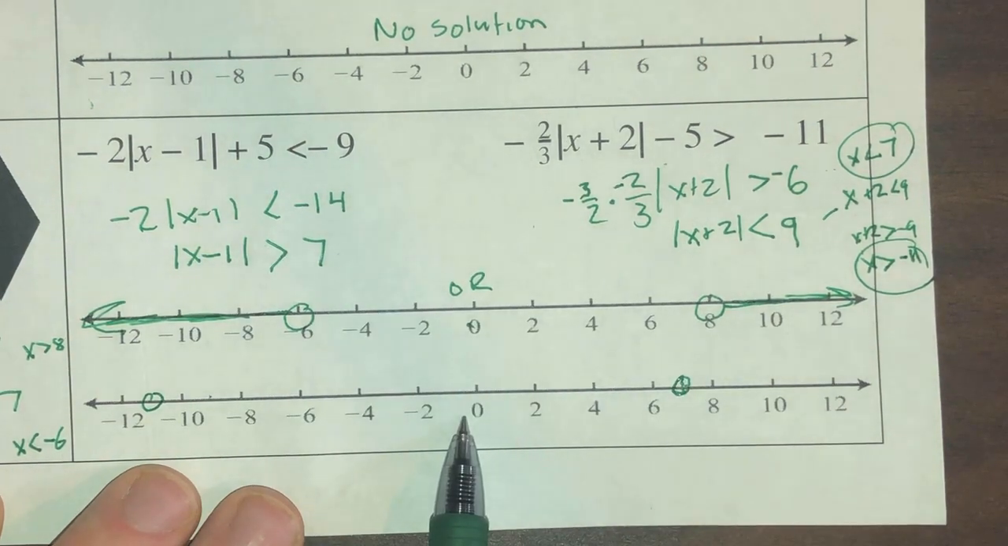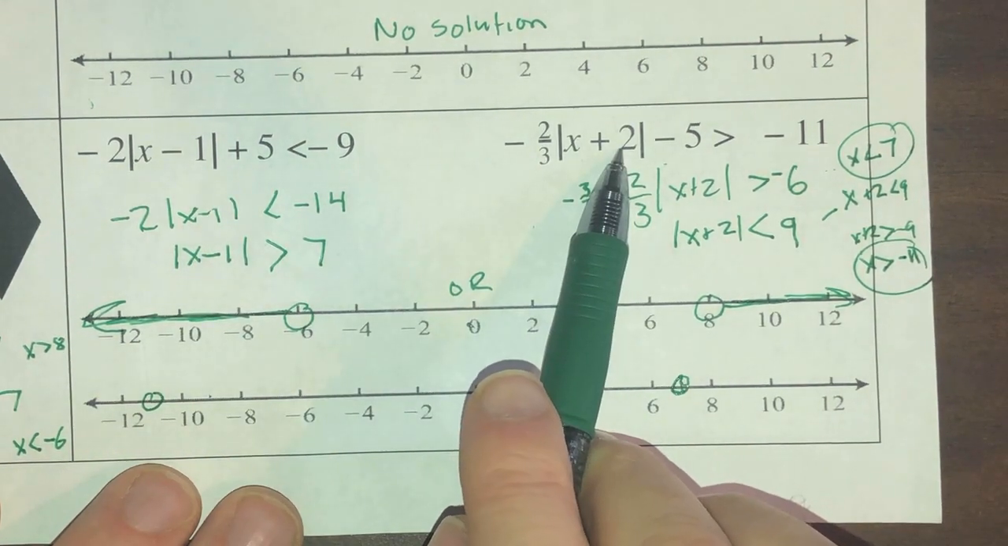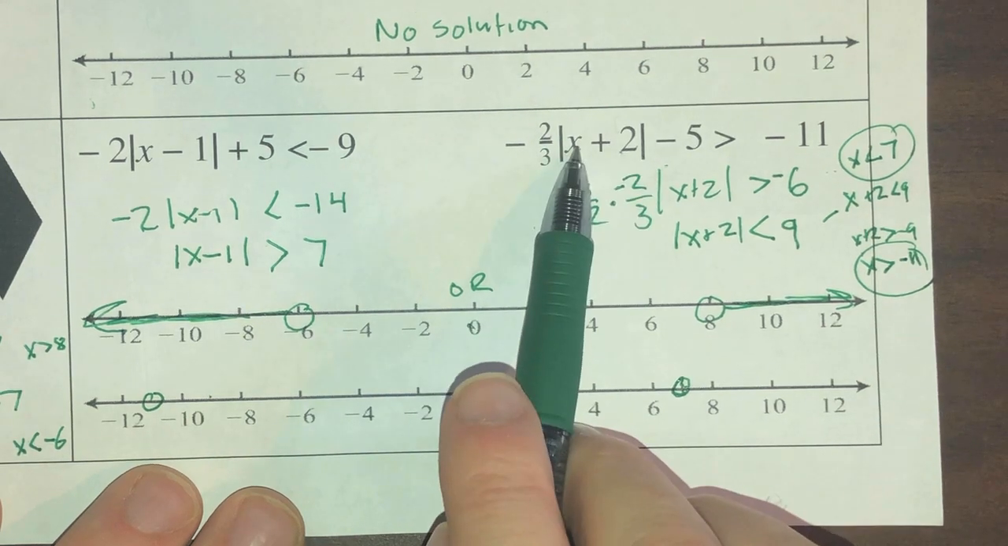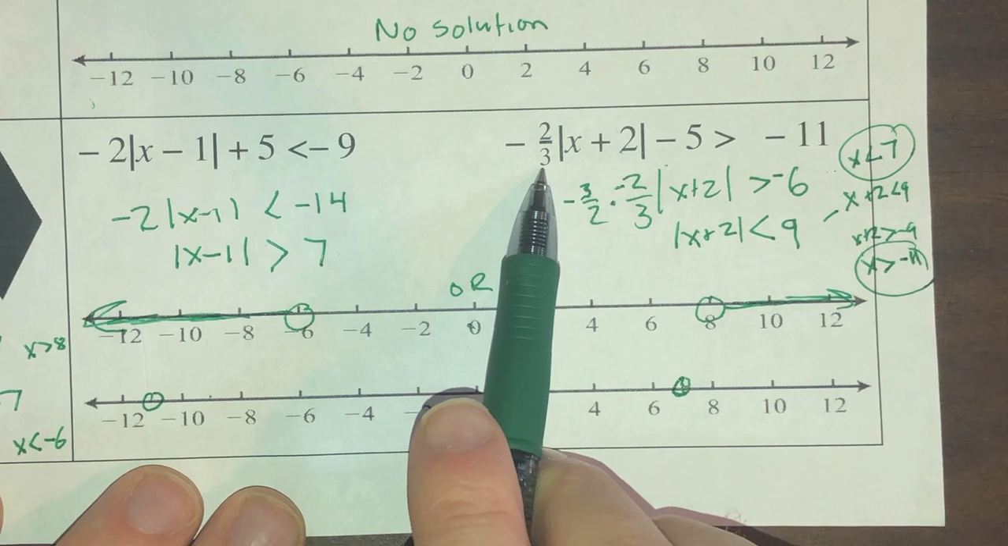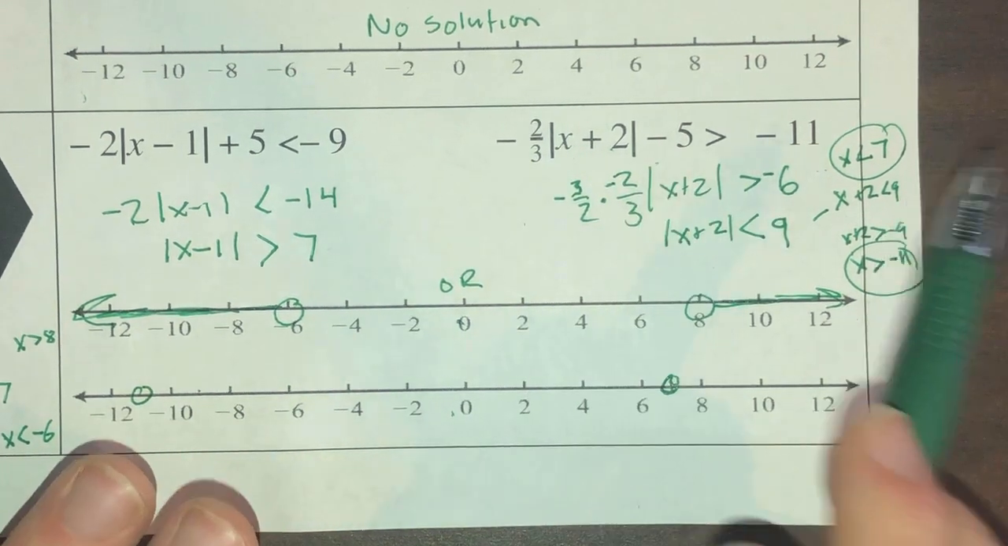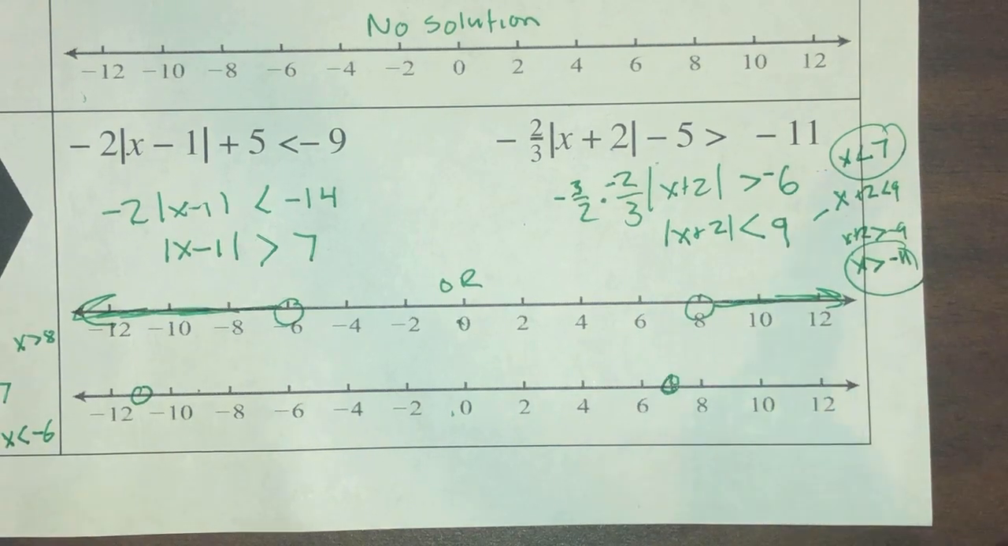Choose a test point. 0. 0 plus 2 is 2. Absolute value of 2 is 2. 2/3 of 2 is 4/3, so negative 4/3 minus 5 is definitely going to be greater than negative 11. Okay? I think that basically goes without saying.